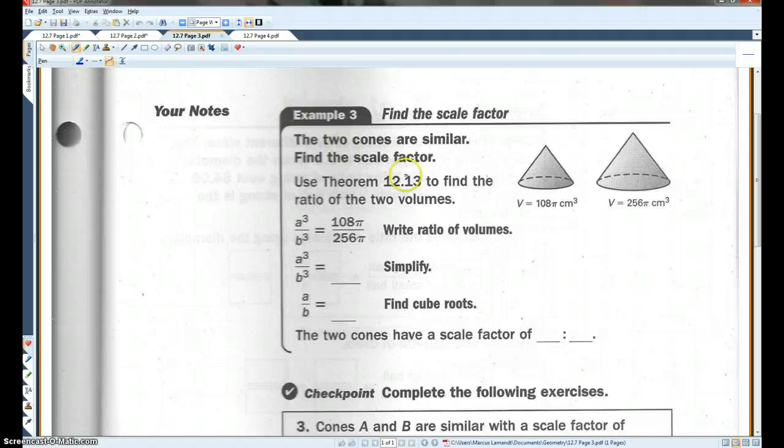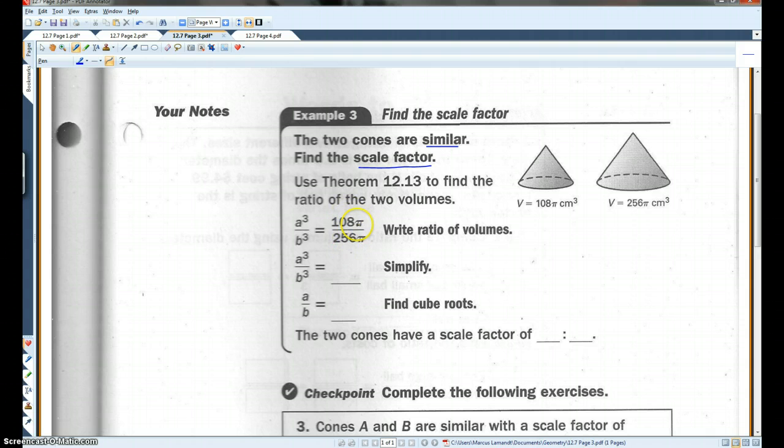Find the scale factor. The two cones are similar, right? We know that they're similar. Find the scale factor. Okay, so the volume's A cubed over B cubed. Remember, if you know that the scale factor is A to B, the ratio of their volume is going to be A cubed to B cubed.